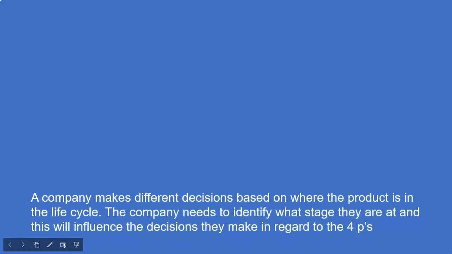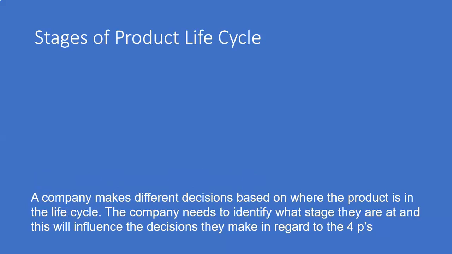A company makes different decisions based on where the product is in the life cycle. A company needs to identify what stage they are at, and this will influence the decisions they make in regard to the 4 Ps of their marketing mix or the stages of the product life cycle.